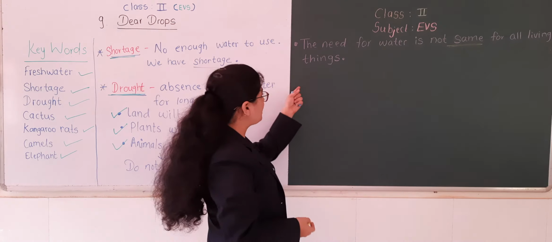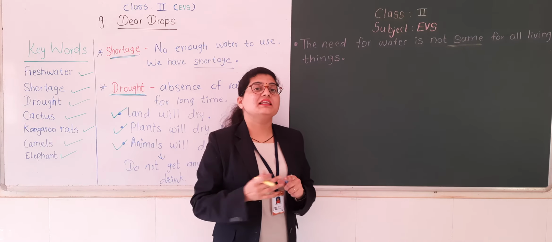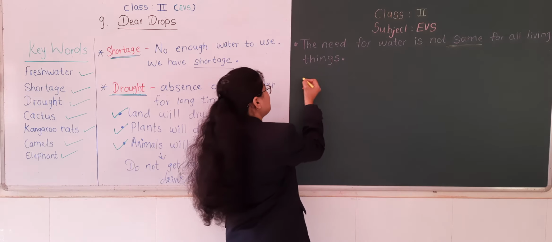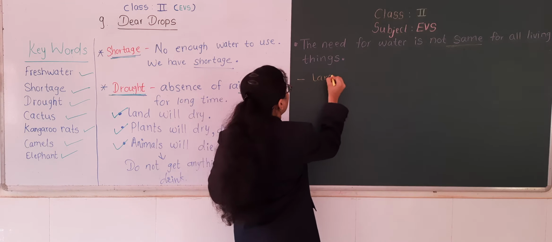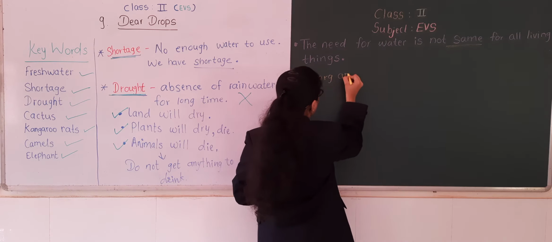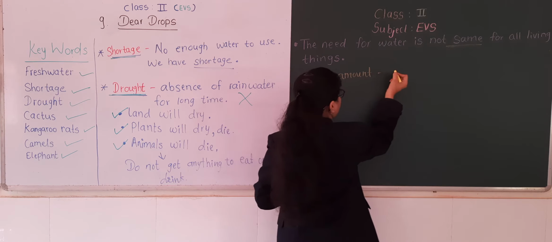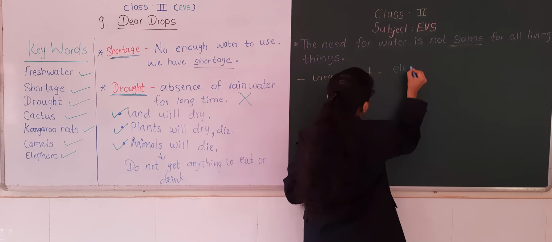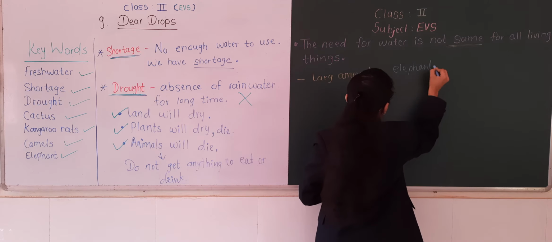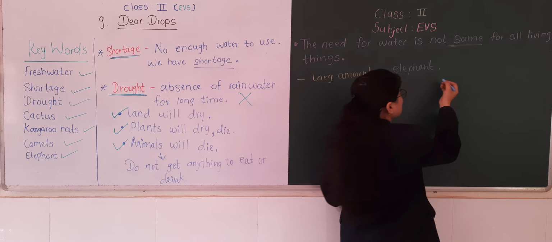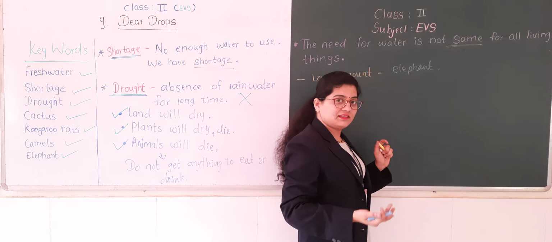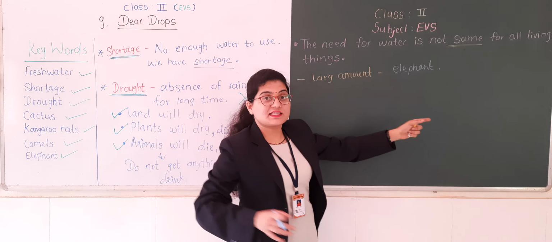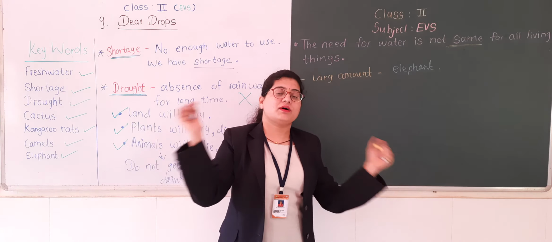Some animals need water in large amounts, such as the elephant. Which animal needs water in large amounts? Elephant. Elephants use water for drinking and bathing also. They keep their bodies cool by using water. As they are big, they need a large amount of water.